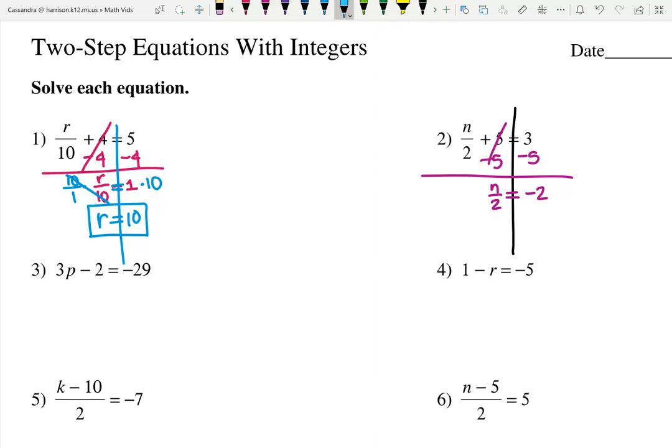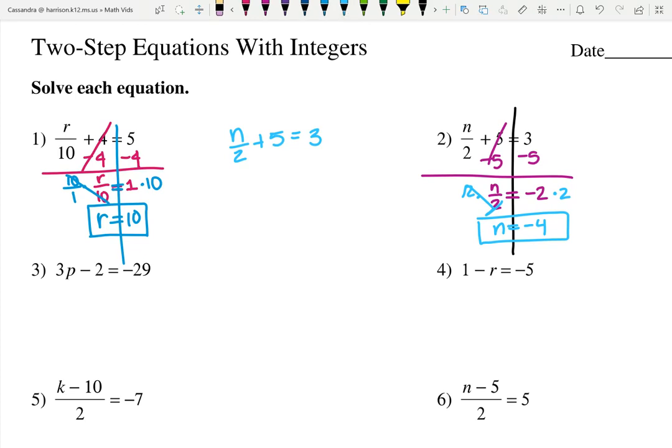Now I need to get rid of my coefficient. How do I get rid of a divide by 2? By multiplying by 2. 2 divided by 2 is 1. That cancels out and leaves me just with n. And negative 2 times 2 is negative 4. Sweet. I got n equals negative 4. I'm just going to double check that to make sure. So I've got n over 2 plus 5 equals 3. And we just said that our answer was negative 4.